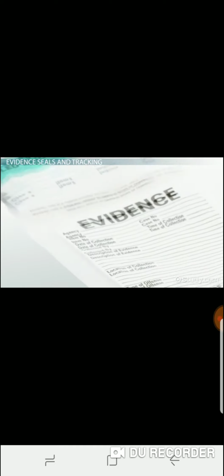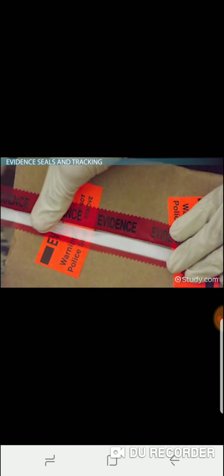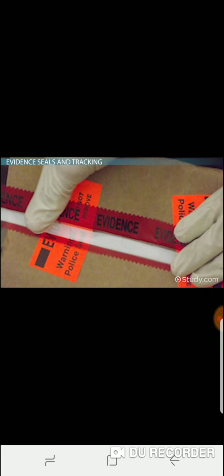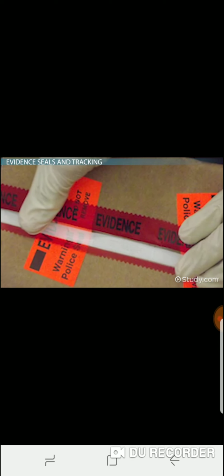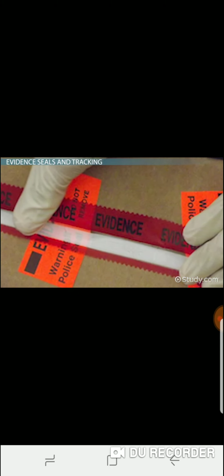The blood swab from our homicide investigation will be placed in a sterile envelope and sealed with an evidence seal. Evidence tape has jagged little edges on it, which makes it almost impossible to peel off without breaking. But this type of tape isn't necessary for creating an evidence seal. An evidence seal can be created with regular packaging tape if the collector's initials and badge or employee identification number are added to the tape.